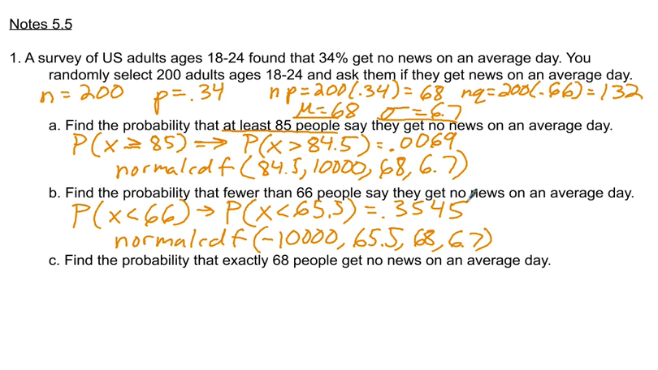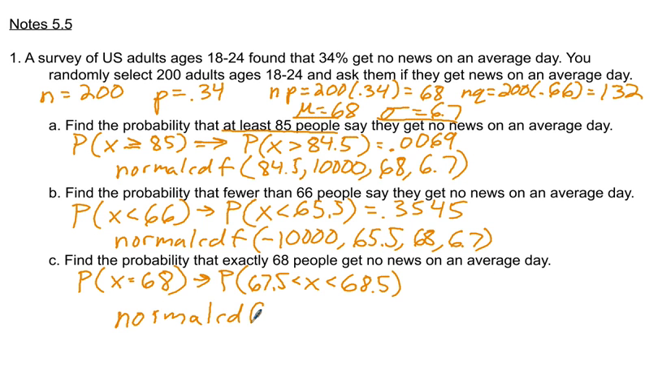And finally, in part C, we want the probability that exactly 68 people. All right. Now, in the normal approximation, whenever we're looking at exactly 68, or exactly any number, we have to subtract a half and add a half. So this will be the probability that x is between 67.5 and 68.5. So we want the normal CDF 67.5, comma 68.5, comma our mean, which is 68, comma standard deviation, which is 6.7. And again, going to the calculator, we end up with 0.0595.